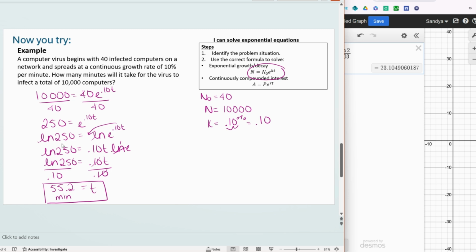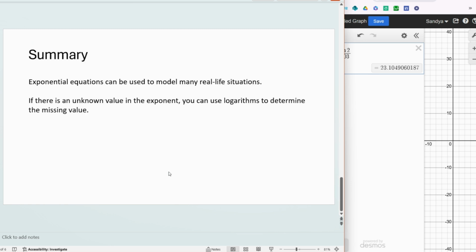Go ahead now and take the natural log of both sides since it's the base of e. And then we bring down that 0.1 using the power property. So we can divide both sides by 0.1 to get t by itself. When we do this on our calculator, we're going to do natural log of 250 divided by 0.1, and that gives us approximately 55.2 minutes. So remember, exponential equations can be used to model many real-life situations. If you have an unknown value in the exponent, you can use logarithms to determine the missing value.